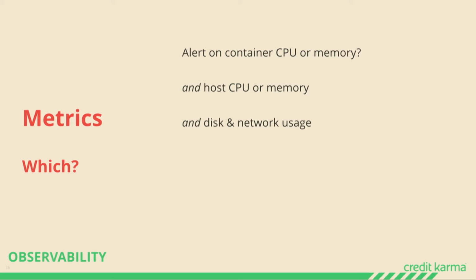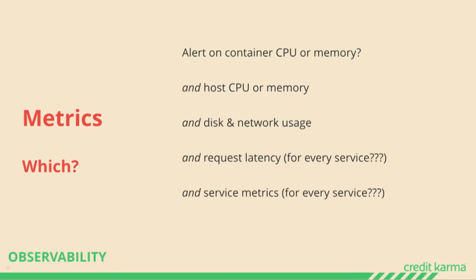And then you want to collect the disk and the network usage, and maybe one of the containers on the host is hogging all the network, so all the other services on there aren't able to do their jobs. And then you've got the request latency for every service, and actually every instance of every service. So again, that's another 100 to 150 metrics. And then you've got the service metrics, because each service is supposed to do something that you care about. And you can see where this is going. It's just too much information.